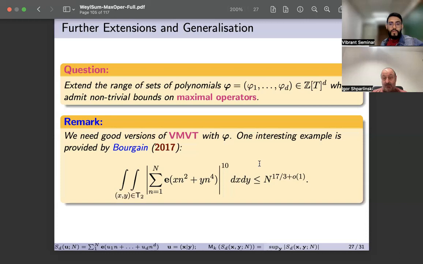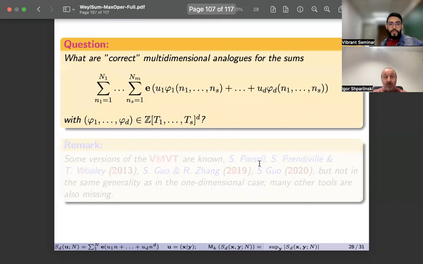I'm not saying this problem is very difficult, and I give it as a possible entry point for someone who wants to do something new, interesting, and yet certainly doable. So it's kind of a warm-up question for anyone who is interested in this area. A deeper question is to understand what are even the correct analogs for multiple sums. It's not even clear how to formulate the result here.